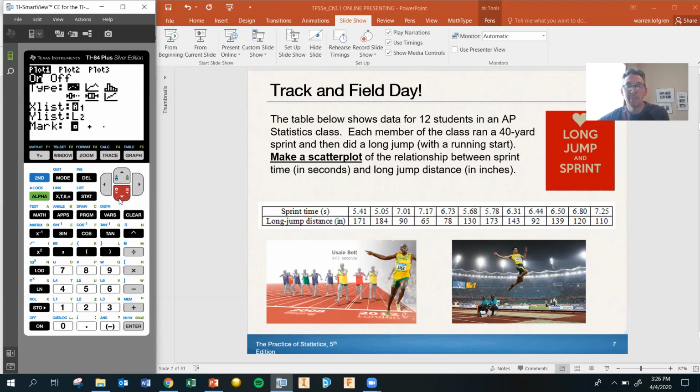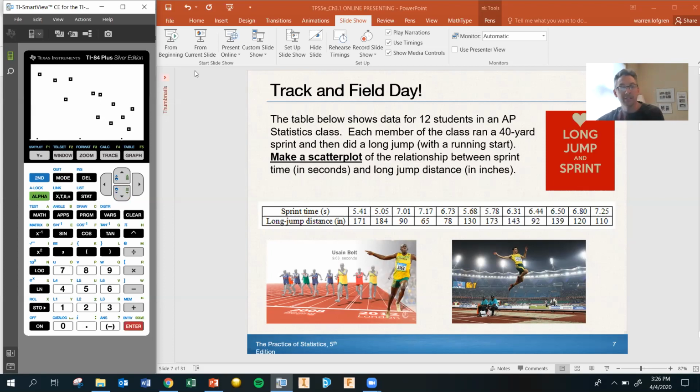Make sure you've thought about what your X list should be. That should be your explanatory variable, and what your Y list should be. I think it makes sense here that the sprint time might help to explain how long somebody can do the long jump. Because if they're running up to do the long jump with a running start, obviously the faster you can sprint could help explain how far you're able to jump. So I'm going to put my sprint times in list 1, my jump distances in list 2, got it set up. I'm going to quit out of that, and I'm going to do zoom 9 to have the calculator pick a good window for me. So zoom stat, and here's our scatter plot.